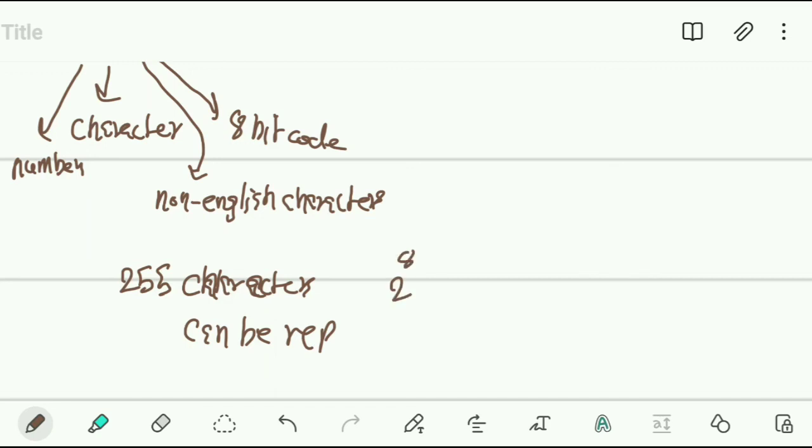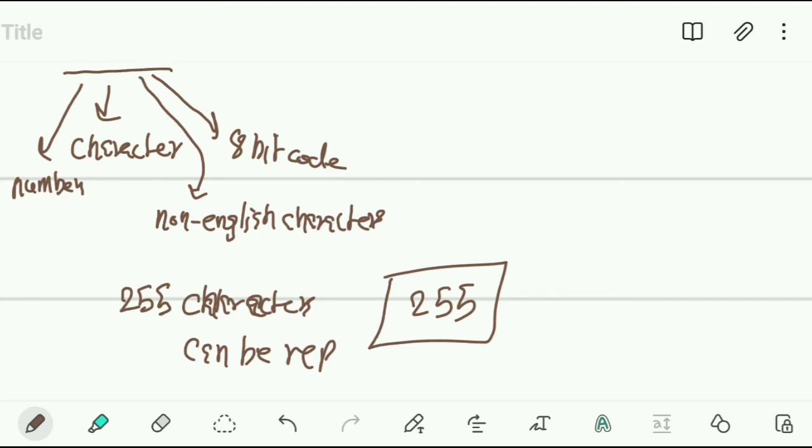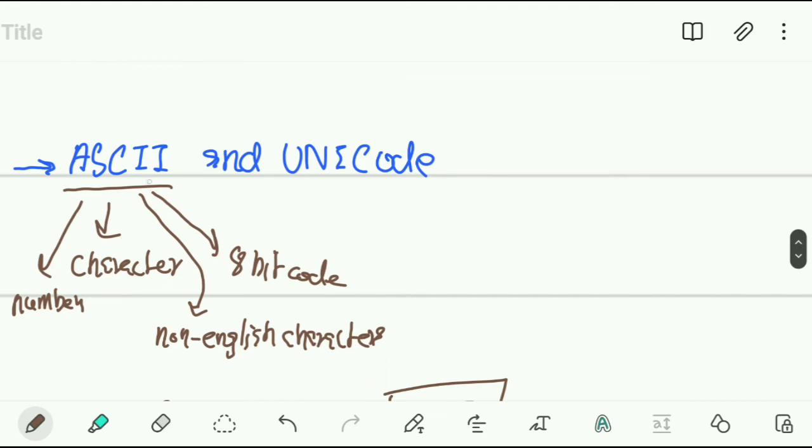2 to the power 8 is 256. Well, let's just forget about this. It will represent 255 characters. That's it. Okay. It uses the 8-bit code to represent letters, numbers, and characters found on a standard keyboard.